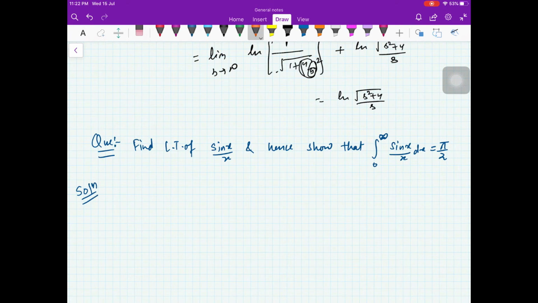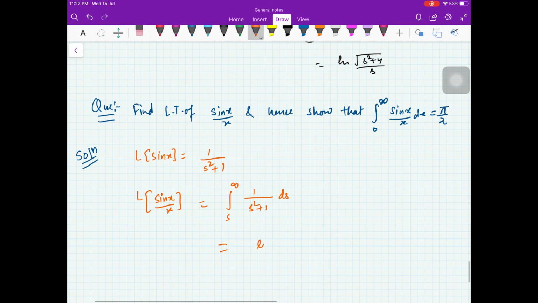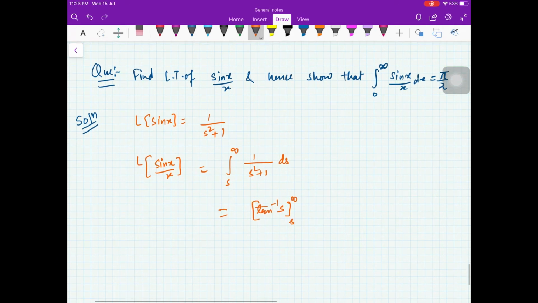So you have the Laplace transformation of sin x by x, which you have to find. We know that L of sin x will be 1 upon s square plus 1. So if I divide by x, I have to integrate on the right hand side from s to infinity 1 upon s square plus 1 ds. That is going to be tan inverse of s. You should remember the formulas for integration. So that is going to be pi by 2 minus tan inverse of p.